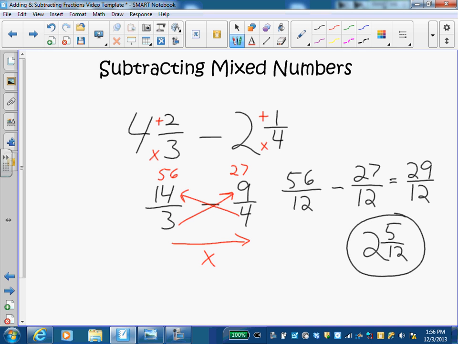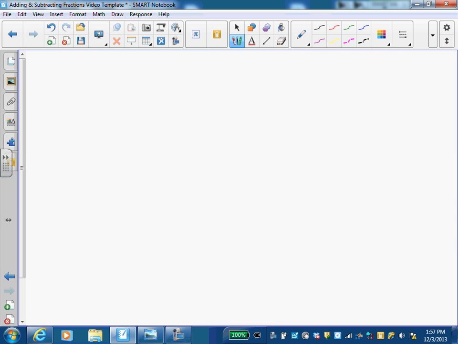And I know that I'm finished because 5 is a prime number, and 5 won't go into 12 evenly, so I can't simplify that down any further. Okay? So this is the first way I could do it. The second way that I could do it is, just like we did with the addition, I could ignore the whole number first, and then go ahead, work with the fractions, and then do the subtracting of the whole numbers.